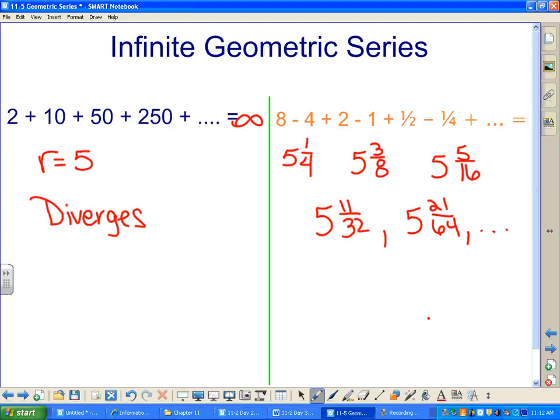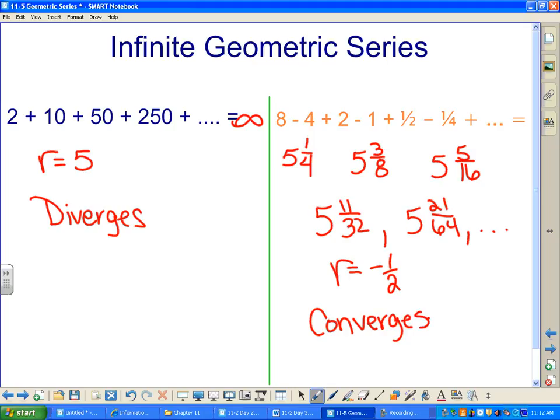What was the R value on this one? -1/2. What's different about the R values? Not only is it a fraction, but it doesn't even matter about positive and negative, the number value itself is less than 1. Since it's less than 1, every time you multiply, what is it doing to the number? Making it smaller, isn't it? In a case like this, we say that this sum converges.